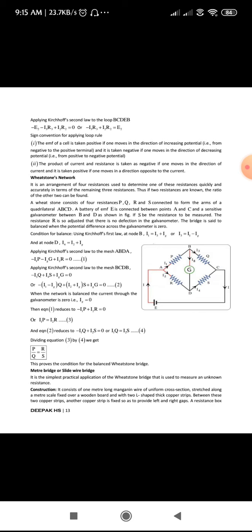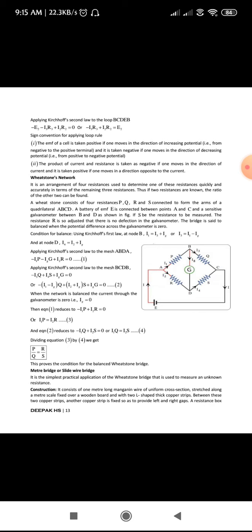Listen here, once again I am going to repeat. You have four resistors P, Q, R and S. Assume that you don't know the value of the S resistor. How you are going to calculate it is, you adjust the value of R in such a way that the galvanometer connected between B and D shows 0 deflection. Once the galvanometer shows 0 deflection, the bridge is said to be balanced. So keep in mind, whenever the galvanometer shows 0 deflection, we say that the bridge is balanced.